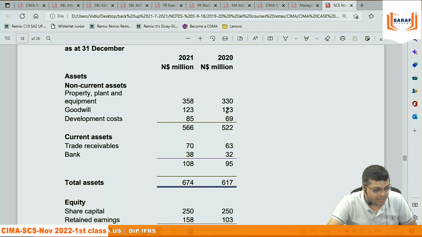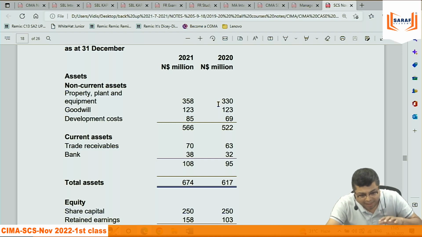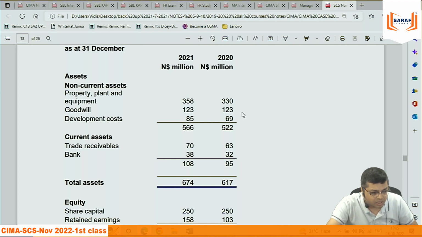Then we say plant and equipment increased. Increase means depreciation minus plus purchase. So we don't know the movement, but then it is increasing. That means we are growing. We are investing in the business. Your assets increment means you are investing in the business. Growth opportunities are there. Goodwill, maybe we have a subsidiary, but there is no impairment in the goodwill. Whatever the subsidiary we have, they are still having the same value because there is no impairment.